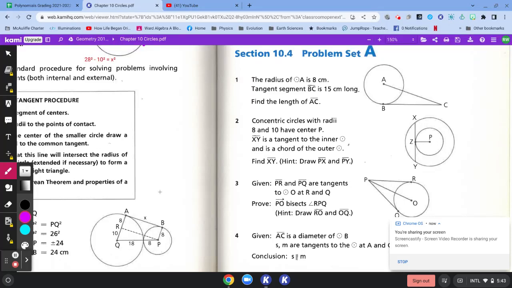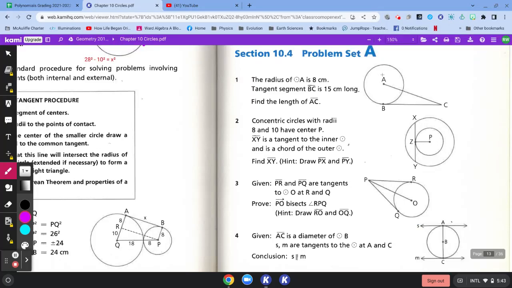I'm going to be discussing the first three problems from problem set A. And so we've got this number one. I'm going to do this fast, so you can pause whenever you need to. The radius of A is 8 centimeters.